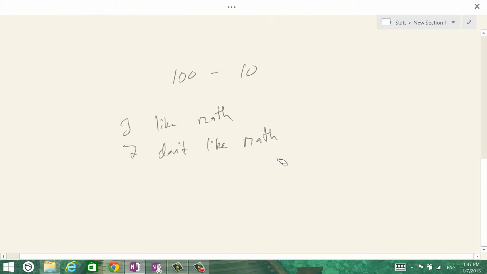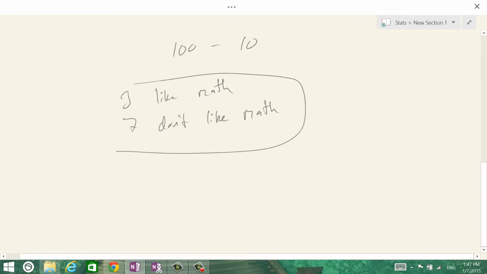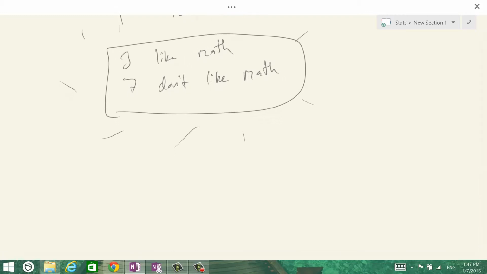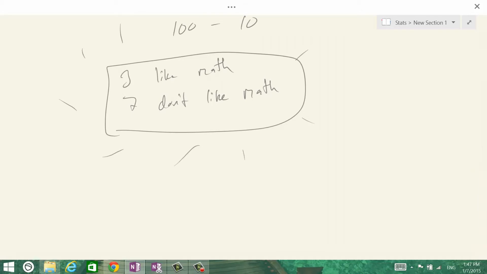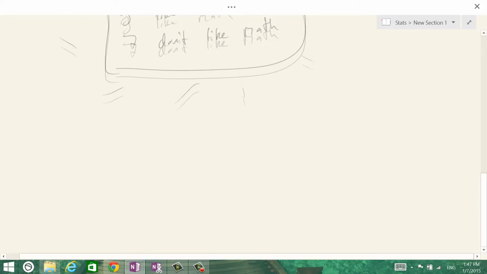Pardon my handwriting, but you find this from these 10 people, and this stat that you have right here is going to be your descriptive stat, and from there you can take whatever you want from that, analyze that data, and do whatever you want with it. Of the 10 people, 30% like math, 70% don't like math. You can take stuff from the data that you have collected.